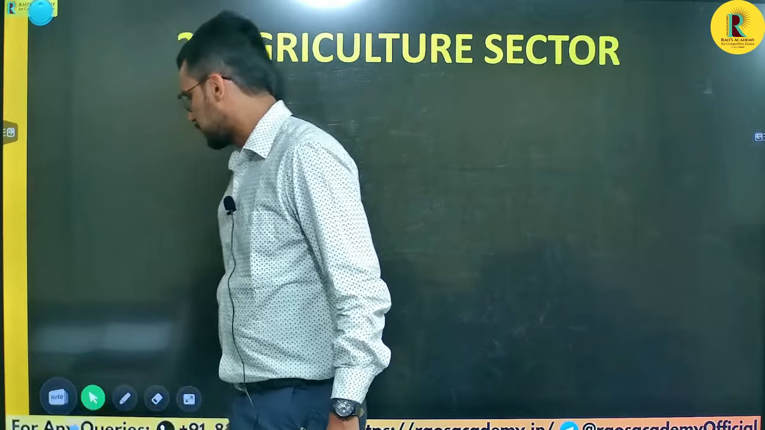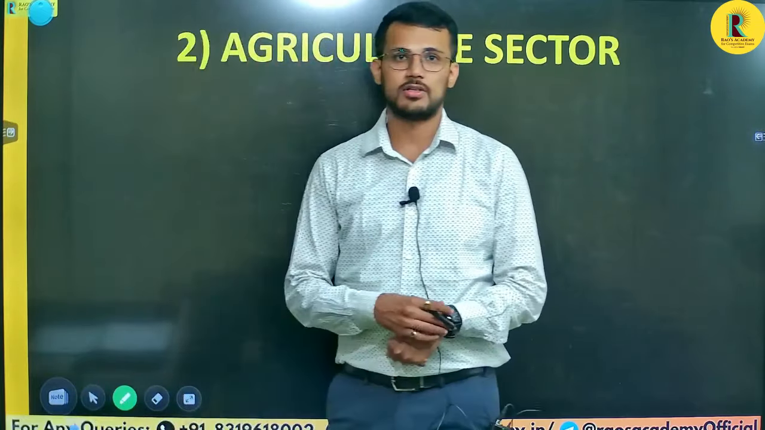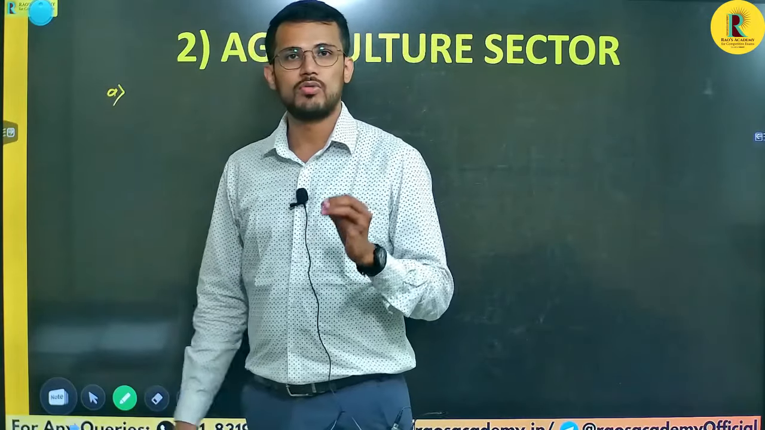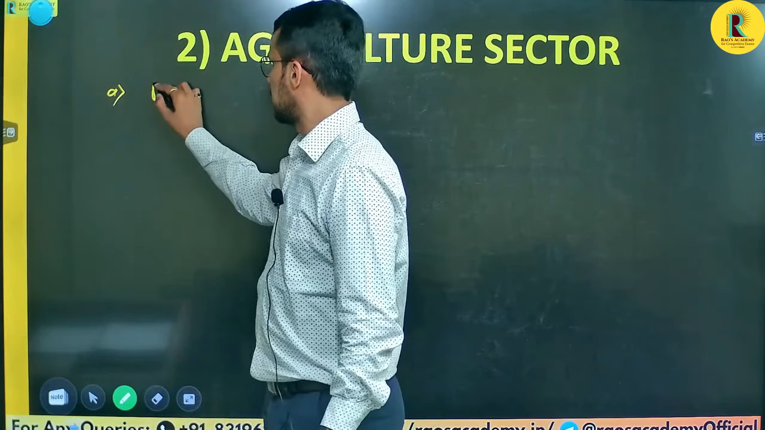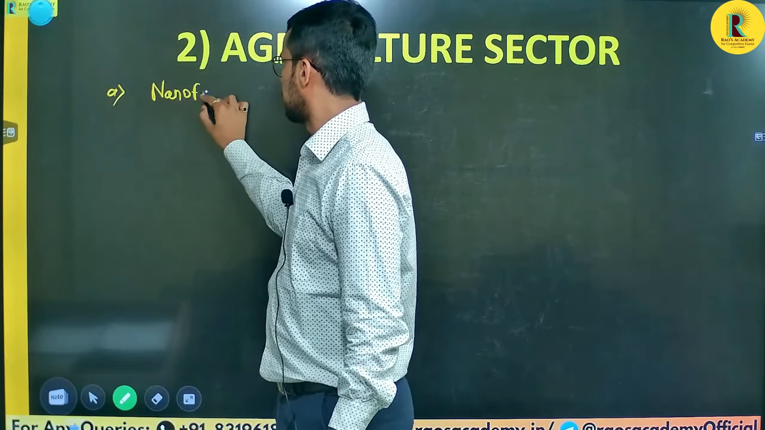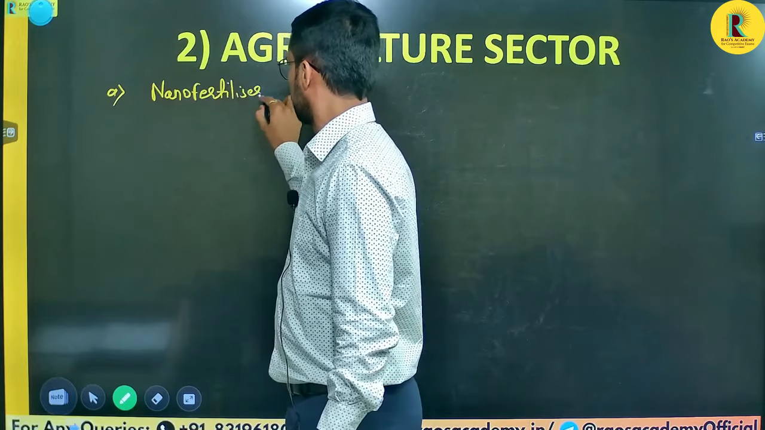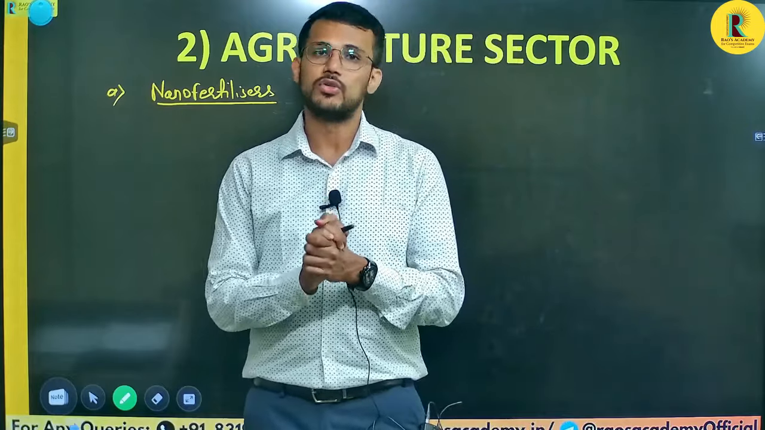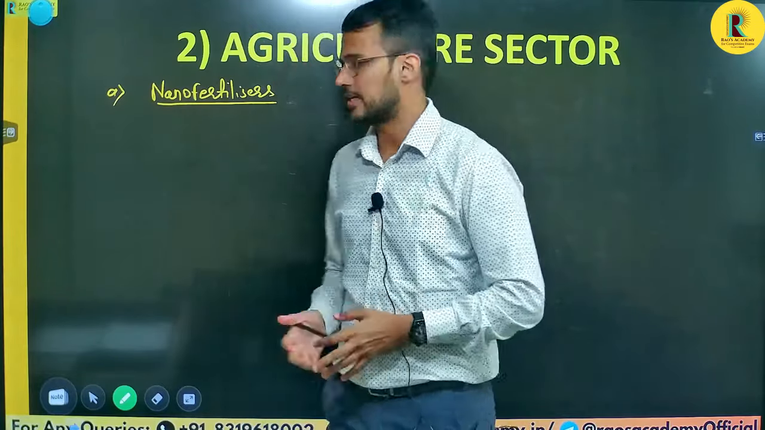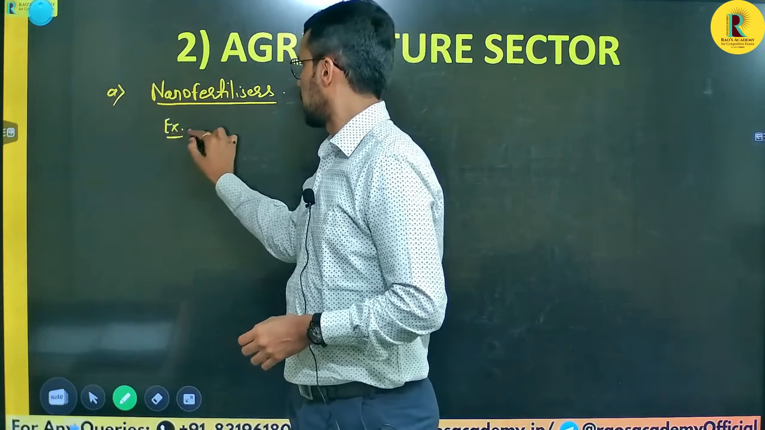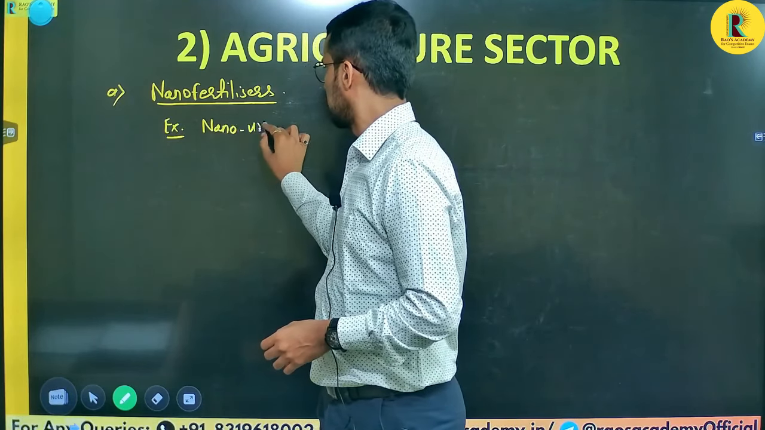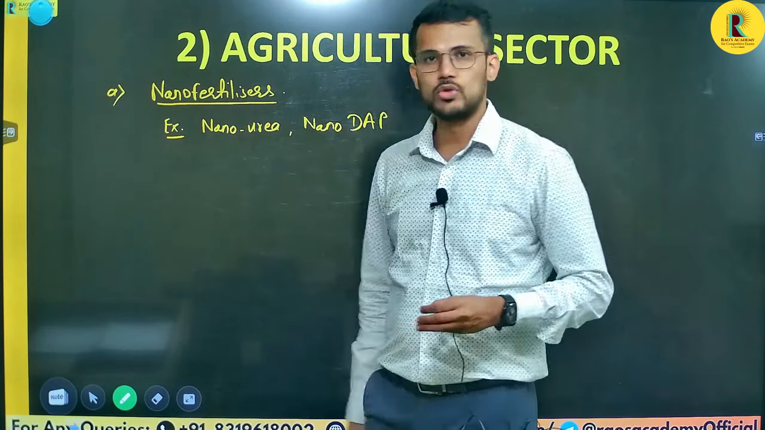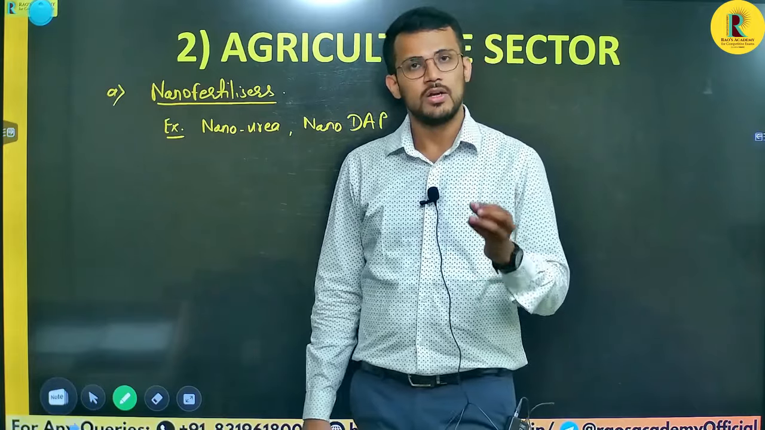Next is application of nanotechnology in the agriculture sector. And the most important application in the agriculture sector is nano fertilizers. And these nano fertilizers we have already started using. What are the examples? Examples are nano urea and nano DAP. Nano urea and nano diammonium phosphate we are already using.